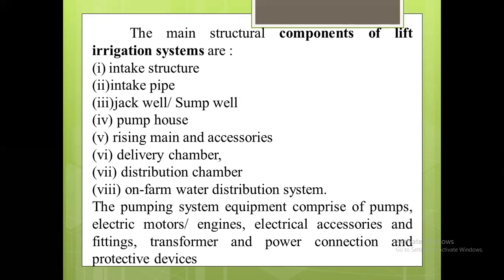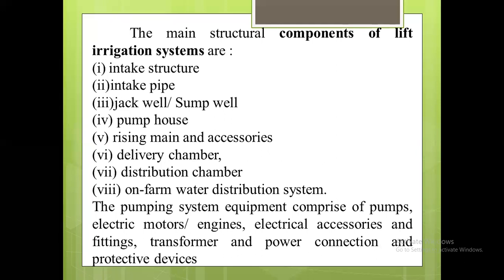Then sump well. Sump well is a well near the river bank which has the pump house near the well or on the ground surface. The basic difference between the sump well and jack well is the construction of the pump house. If the pump house is constructed on the well itself, the well is called a jack well, and if the pump house is constructed near the well, then it is called a sump well.